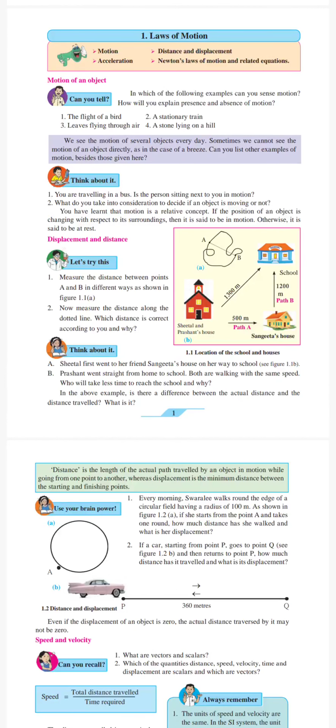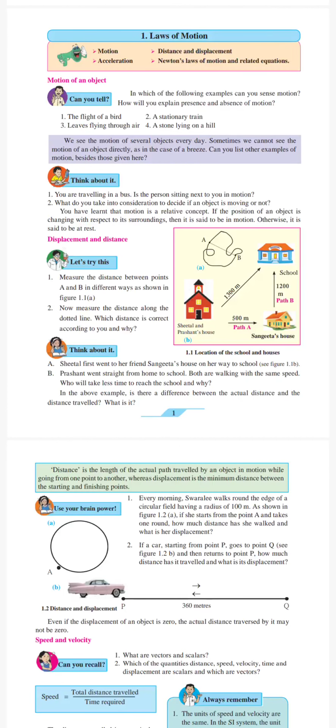If Seetal and Prashant first go to Sangeeta's house, and then go to the school, here the maximum length is there. This maximum length we call distance. Just see path A and path B. Path A is 500 meter and path B is 1200 meter, so the total is 1700 meter. But if Seetal and Prashant directly go to school, that is 1300 meter.